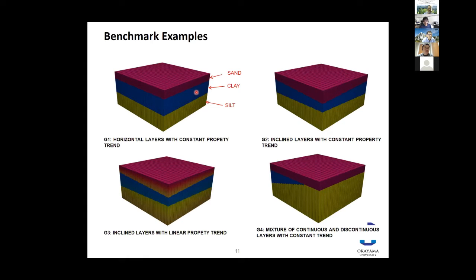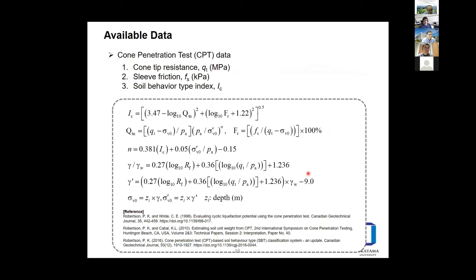So I quickly review the setup of benchmark examples. We created 4 benchmark examples, from G1 to G4. G1 is the simplest and G4 is the most difficult, I guess. And available data are quantitative resistance QT and sleeve friction FS and soil behavior type index IC. And IC is calculated using these equations, but I won't explain the detail.